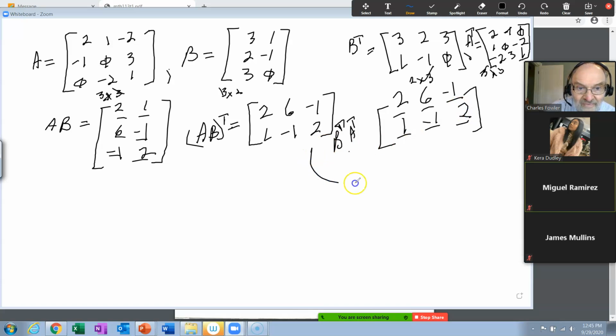And sure enough, these two are the same. AB transpose is the same as B transpose A transpose. All right. Now we made it down to example 10. I had hoped to finish example 10 today, but I've just run out of time. So we'll pick up there next time.